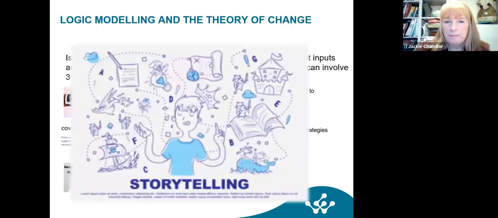Next slide, please. So I think logic modelling and theory of change is really all about storytelling and the narrative, and my colleagues on the call have already set out how complex it is. But really what we're trying to do is find the story that takes us from what we have, how we implement it, and then how we're going to find out about whether it works or not. Next slide, please.